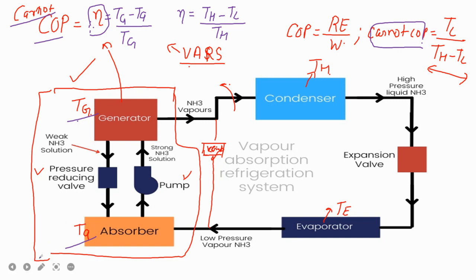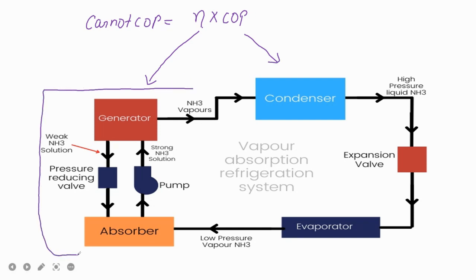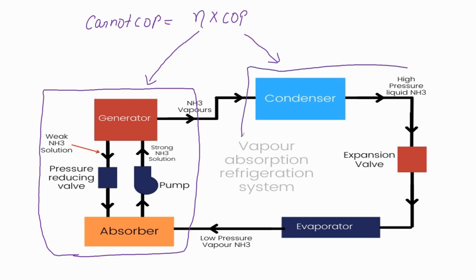Let me clear all this so that you may understand it better. Overall Carnot COP is equal to the product of efficiency multiplied by COP. The efficiency comes from this system and the COP comes from this system. I just draw a line and draw a system like this. Now I think it is more clear for you.